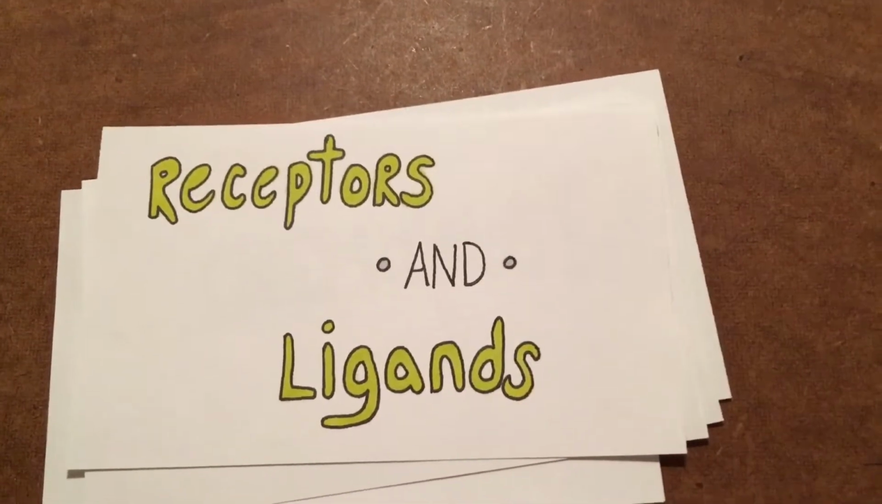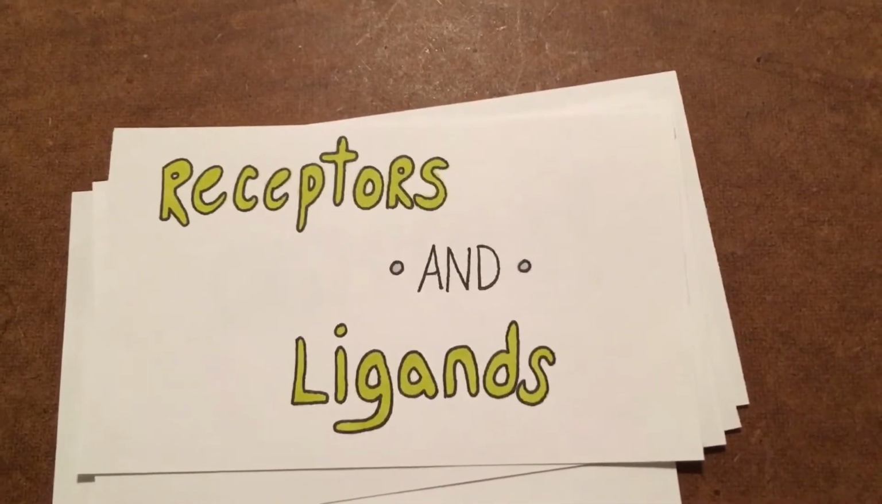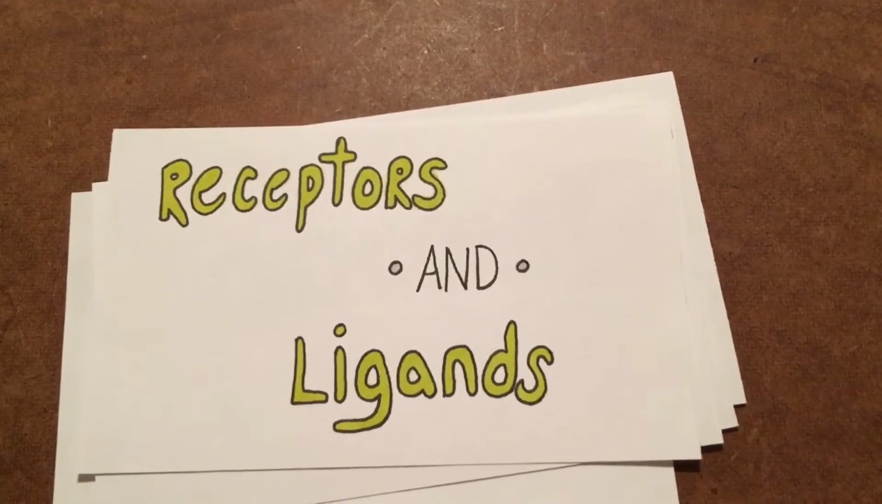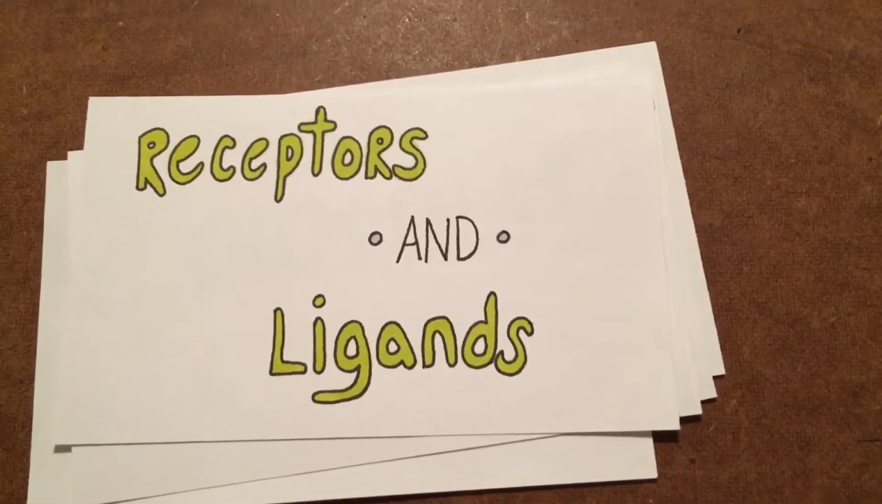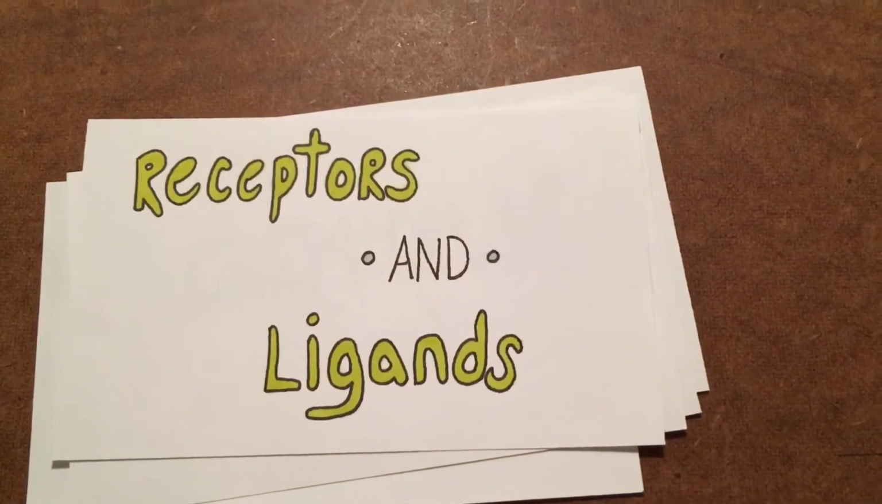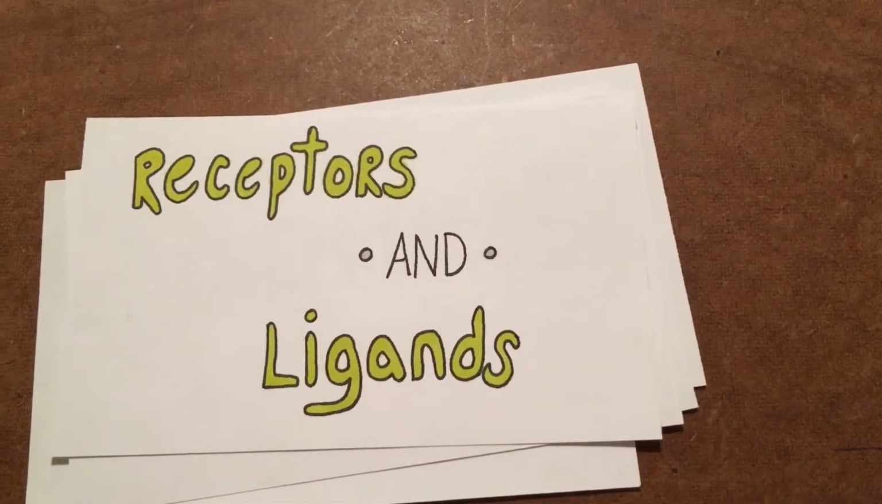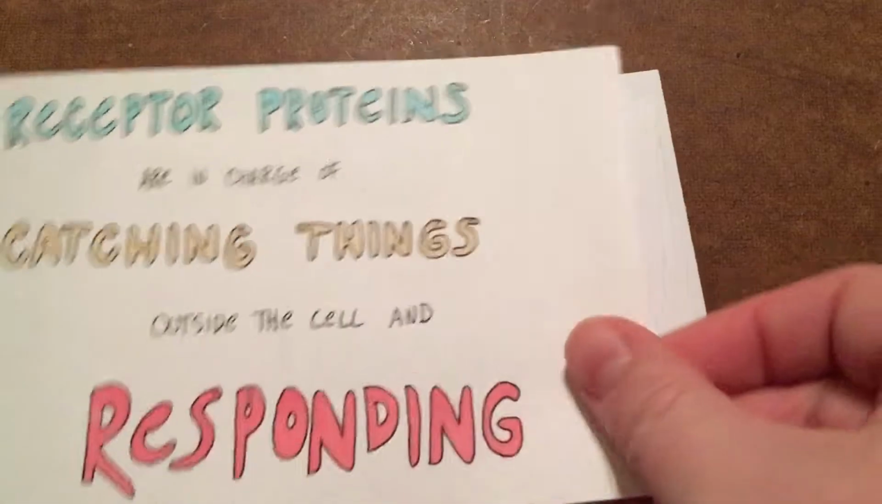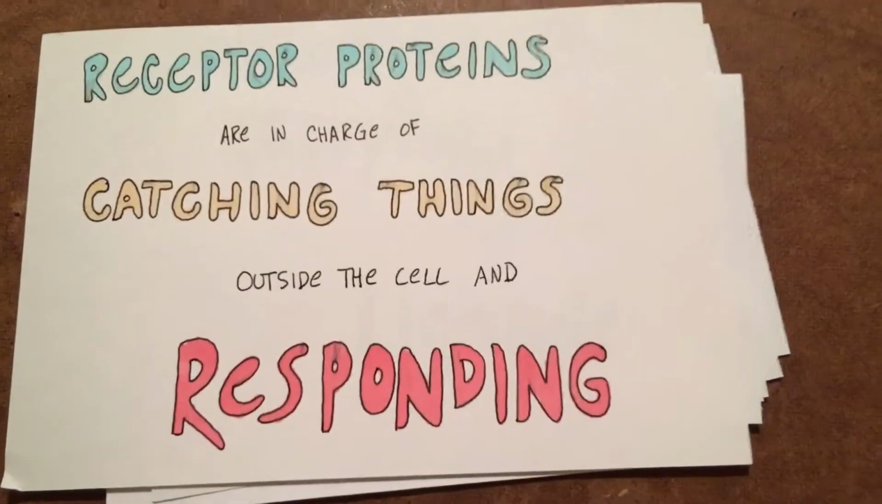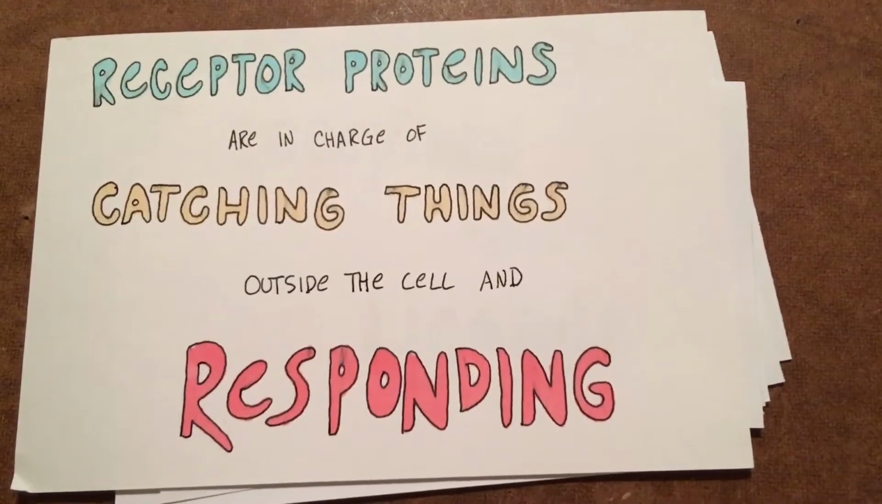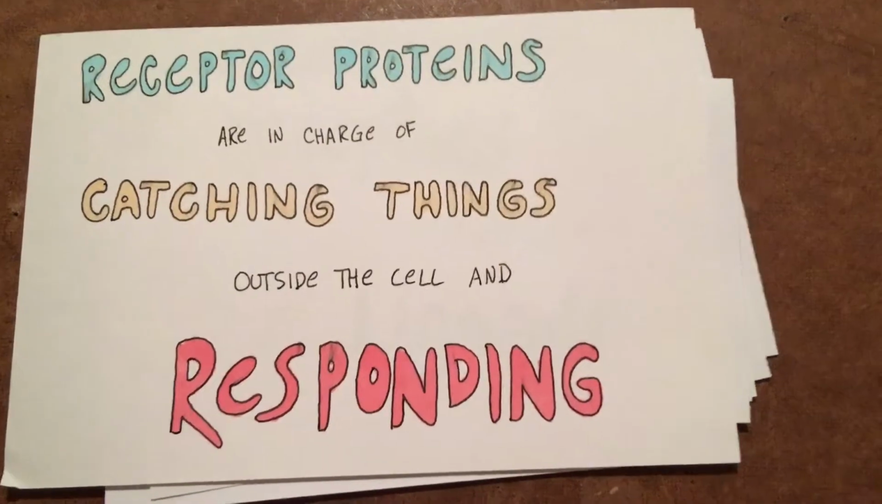So we're going to be talking about receptors and ligands. They are molecules. And we'll start with receptors. Basically, a receptor is a protein that's in charge of catching things outside the cell and responding to them, doing something because of them.